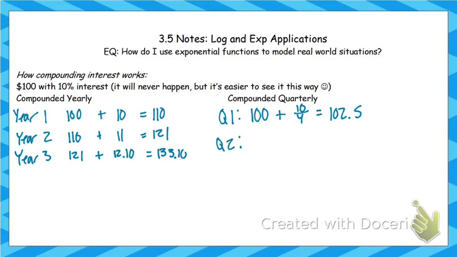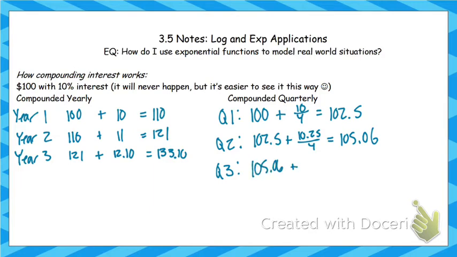Now quarter two, I'm going to start with that $102.50, and now I'm going to get 10% of that, which is going to be $10.25. It's still divided by 4 because we're just looking at one quarter of the year. Then we'll move on to the third quarter. We're past the halfway point of the year now. We're going to take that $105, get our 10% of that, which is $10.51, only a quarter of the interest, because again, we're just looking at a quarter of the year. Add those together, we're at $107.69.